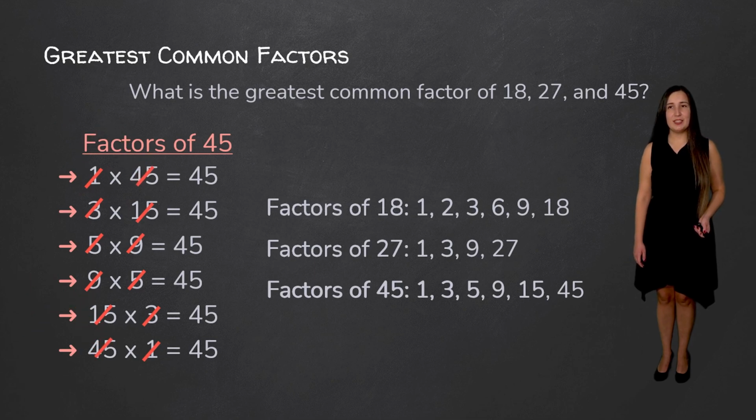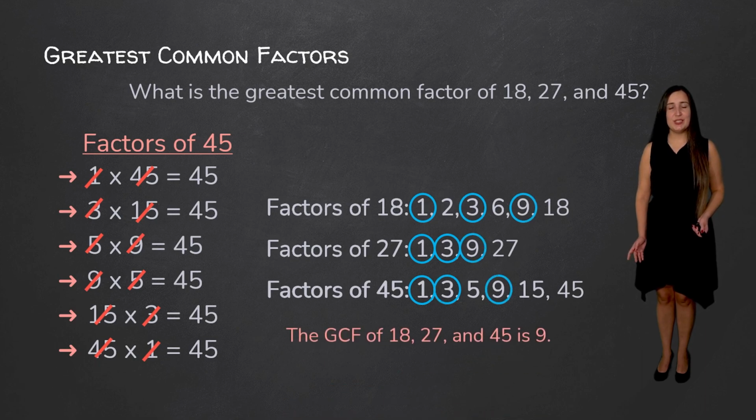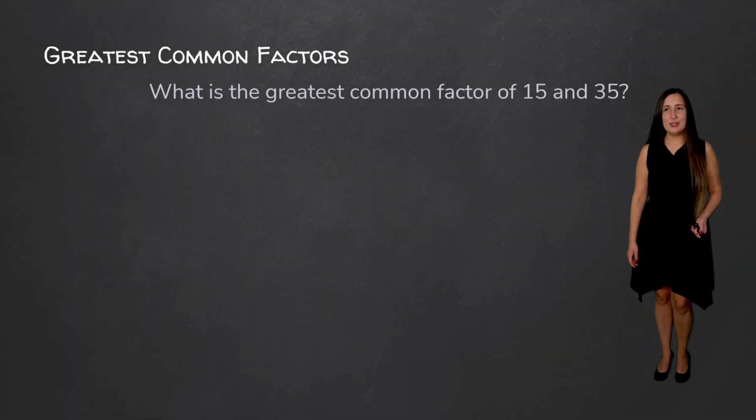So let's see what factors they have in common. So they have 1 in common, they have 3 in common, and they have 9 in common. So the GCF of 18, 27, and 45 is 9 because although they have other common factors, this is the greatest common factor that they have. All right? So let's do another example.